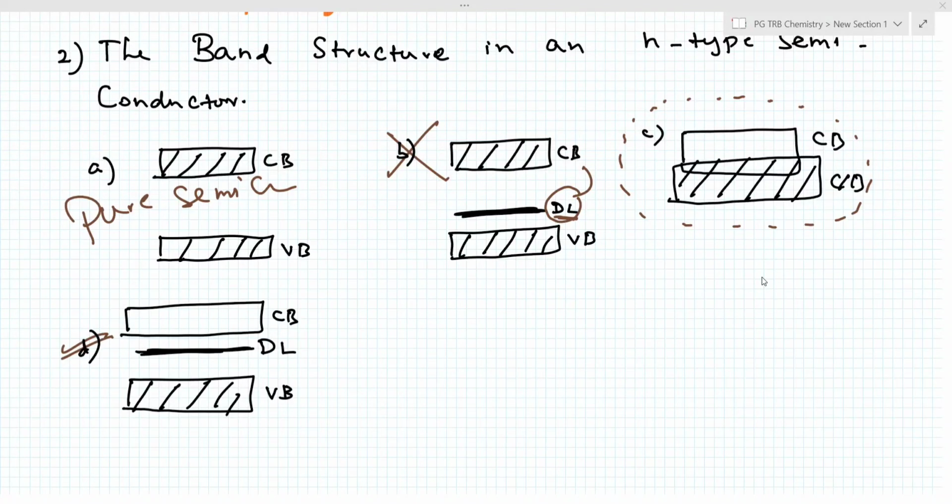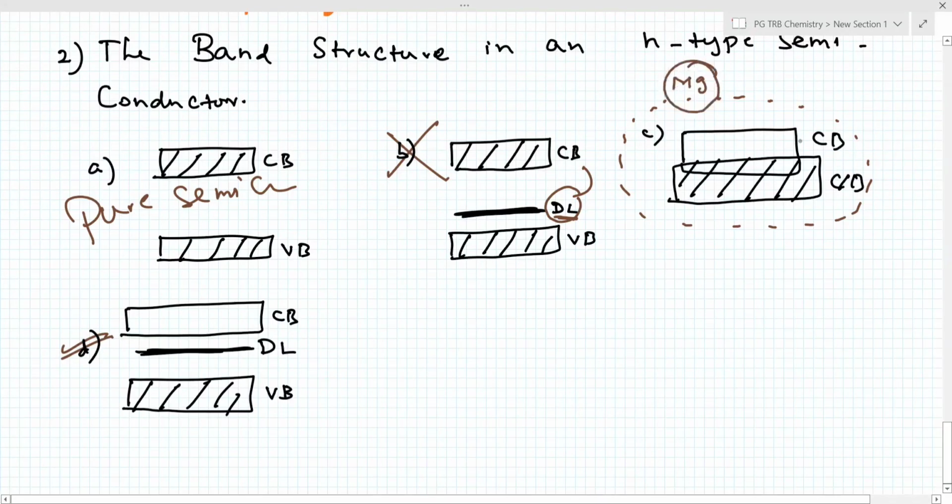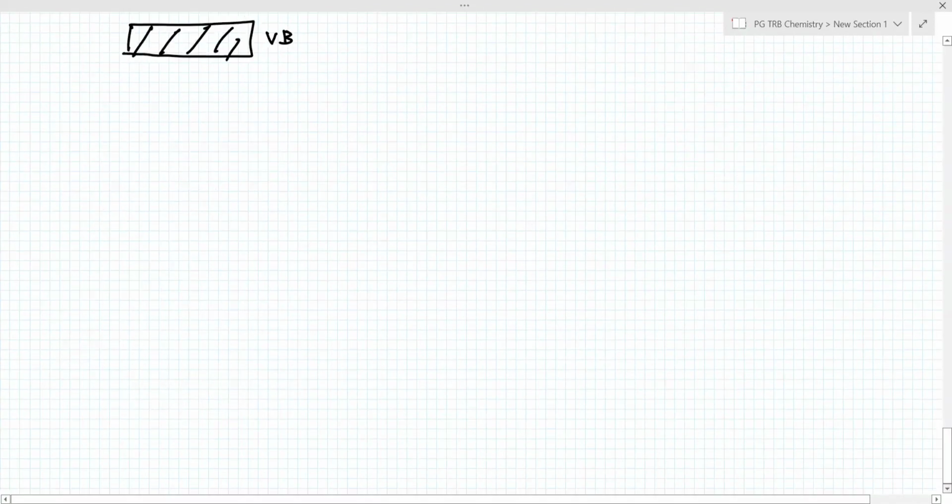What is an example of conduction band and valence band overlapping? What is one example I gave? In this metal, the conduction and valence bands undergo overlapping. Which case? Magnesium. In the case of magnesium, the conduction and valence bands overlap. This is very important.